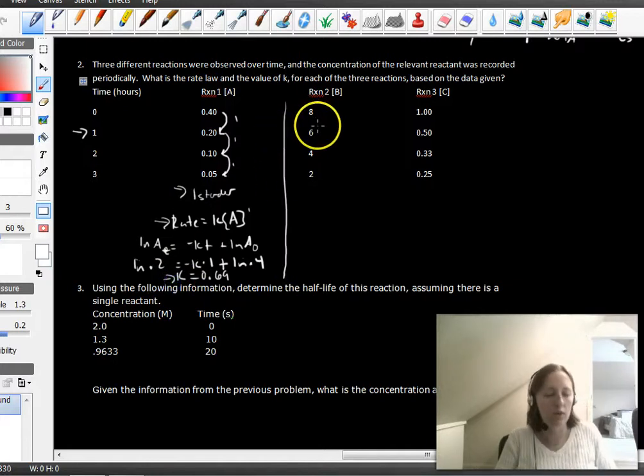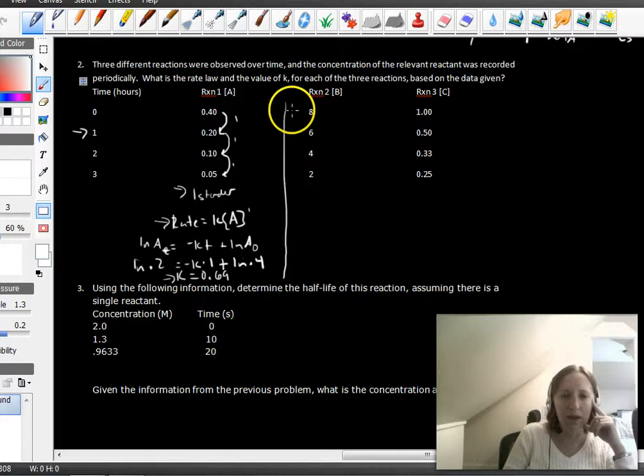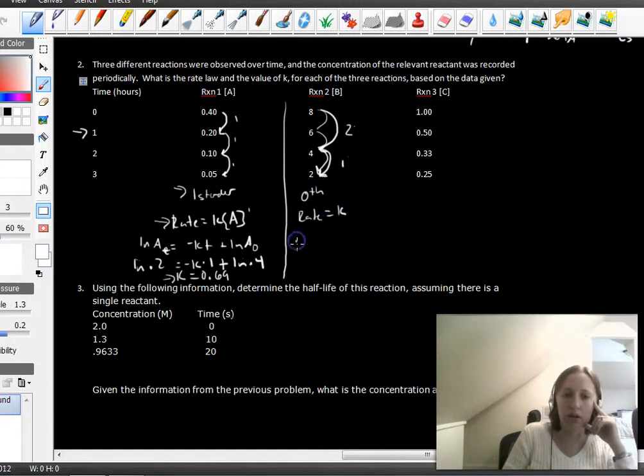2. Here we've got every hour you decrease by 2. 8, 6, 4, 2. That reminds me of zeroth order, and if it doesn't you can also look at the half-lives. The first half-life took 2 hours, and the second half-life took 1 hour. The half-lives are getting faster. That is zeroth order. The rate law equals k, and your integrated rate law is A at t equals negative kt plus A0.